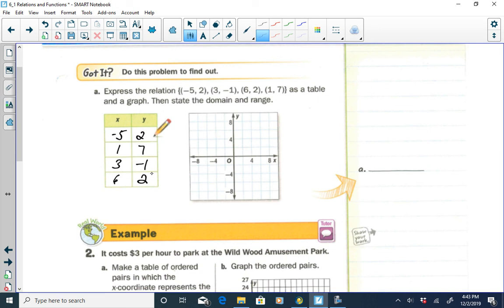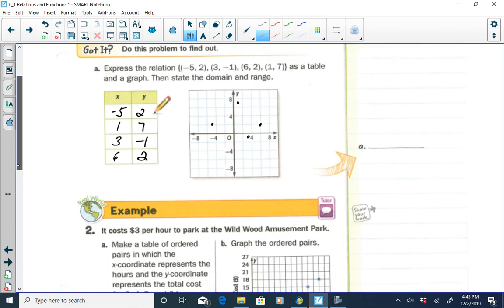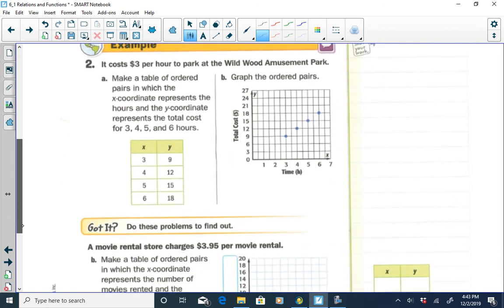If we're graphing those ordered pairs, negative 5 comma 2: here's negative 5 in the x direction, up 2 in the y direction, put a point. 1 and 7, over 1, up 7, it's going to be up here. 3 and negative 1, over 3, down 1, it's going to be here. Then we have 6 comma 2, over 6, up 2, put a point. So here's our relation expressed as a table, and here we have our relation expressed on a graph. Okay, try the next example.